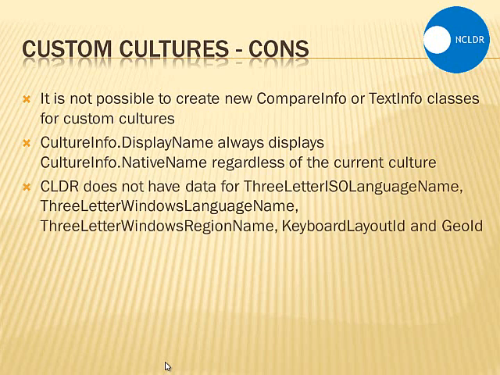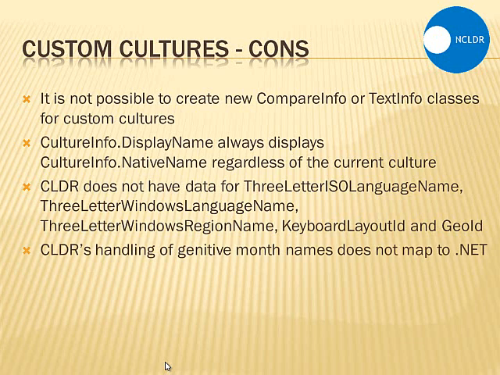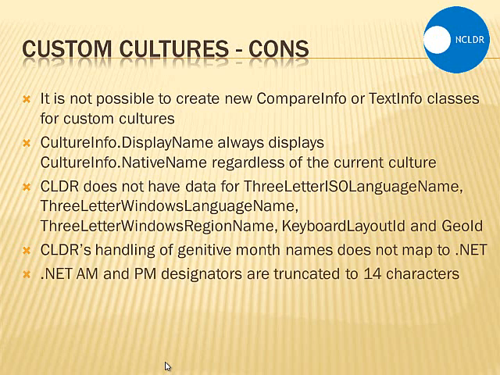Also bear in mind CLDR does not have data for certain properties that the .NET framework requires, so what NCLDR does is it just creates some default values. CLDR's handling of genitive month names uses a process which doesn't directly map onto the .NET framework's use of genitive month names, so the genitive month names which are created aren't genitive, they are regular wide month names. And also bear in mind that the .NET framework truncates AM and PM designators to 14 characters, and CLDR has AM and PM designators which are longer than 14 characters.